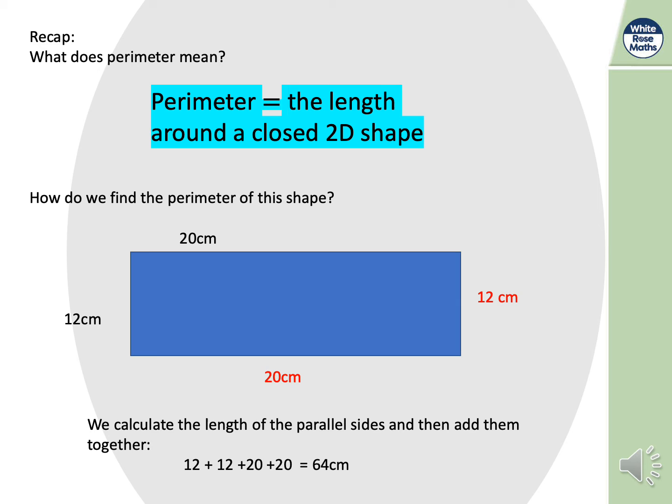Okay. First of all, perimeter is the length around a closed 2D shape. And to work out the perimeter of this shape, we need to calculate the length of the parallel sides, then add them together. So as you can see, there's 12 on one side, there must be 12 on another. There's 20 on the long length, so therefore the other parallel length has to be 20. It's a rectangle, so there's 2 even sides. Add them all together, and it's 64 centimeters.